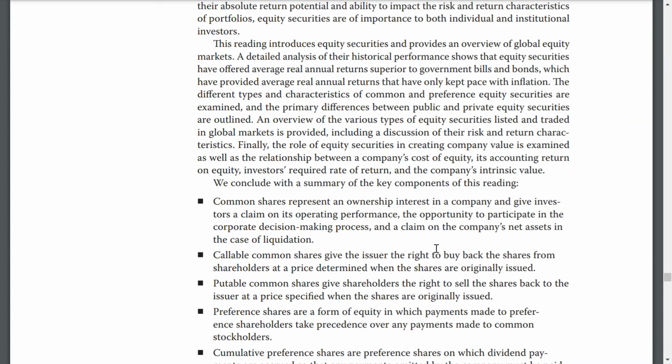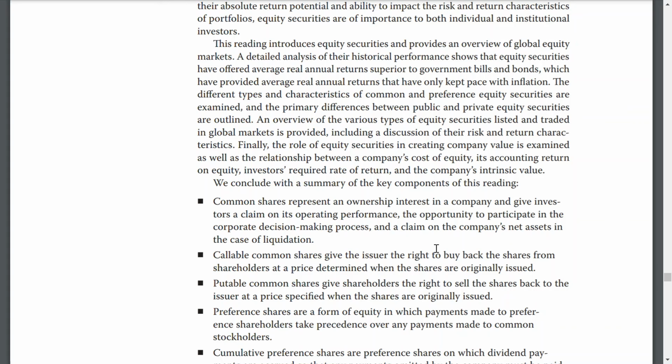Common shares represent an ownership interest in a company and give investors a claim on its operating performance, an opportunity to participate in operating decision making, and a claim to the company's net assets in the case of liquidation. Callable common shares give issuers the right to buy back the shares from shareholders at a price determined when the shares were originally issued. Puttable shares give the shareholders the right to sell the shares back to the issuer at the price specified when the shares were originally issued.